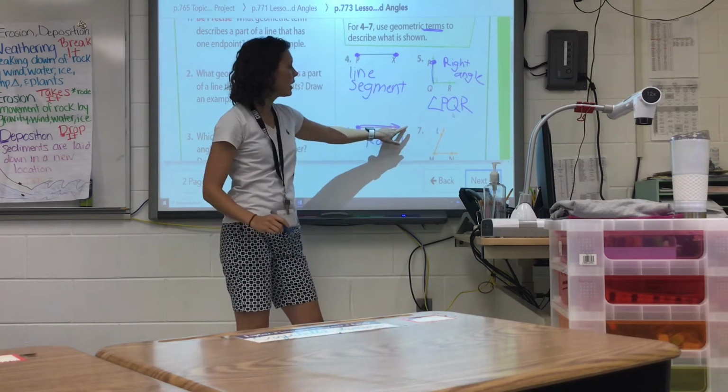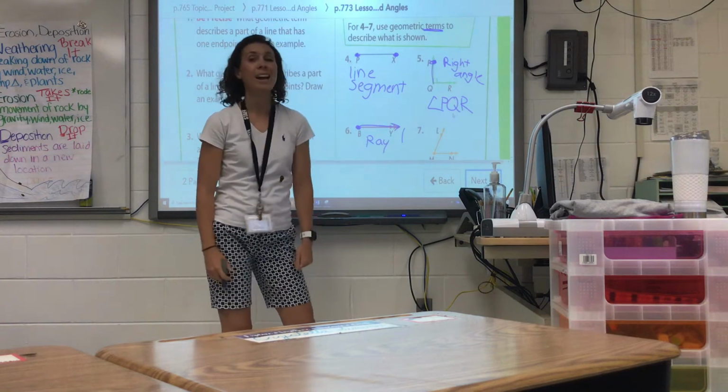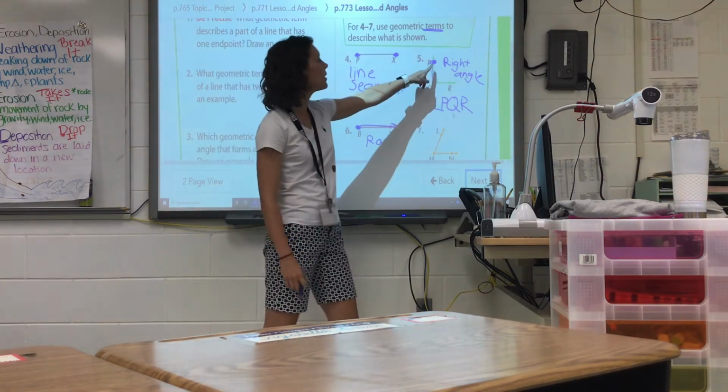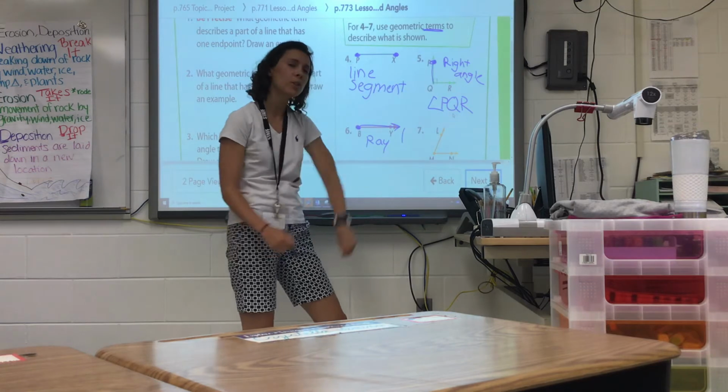And number 7, again, we have another angle. So what kind of angle is this? It's smaller than this right angle. So, oh, it's so cute. This would be acute.